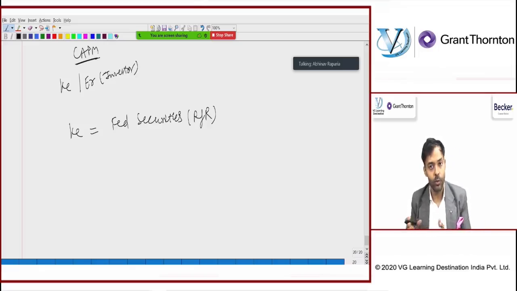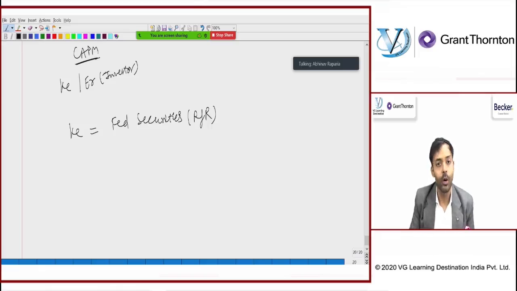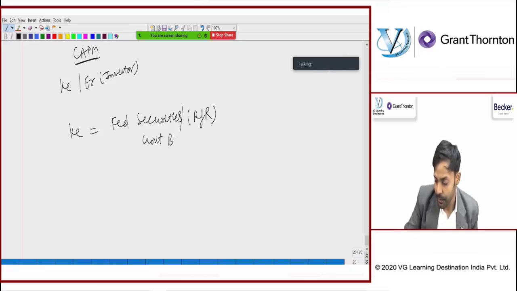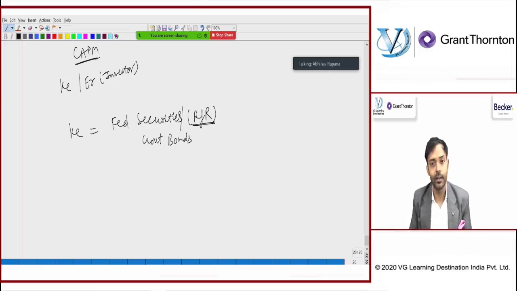But in case I limit it to only one country, whatever is related with the government's bonds is considered to be the risk-free return. In case I'm not taking any risk, I'll go and invest in government bonds. That will be the risk-free return. That is the return I'll get.